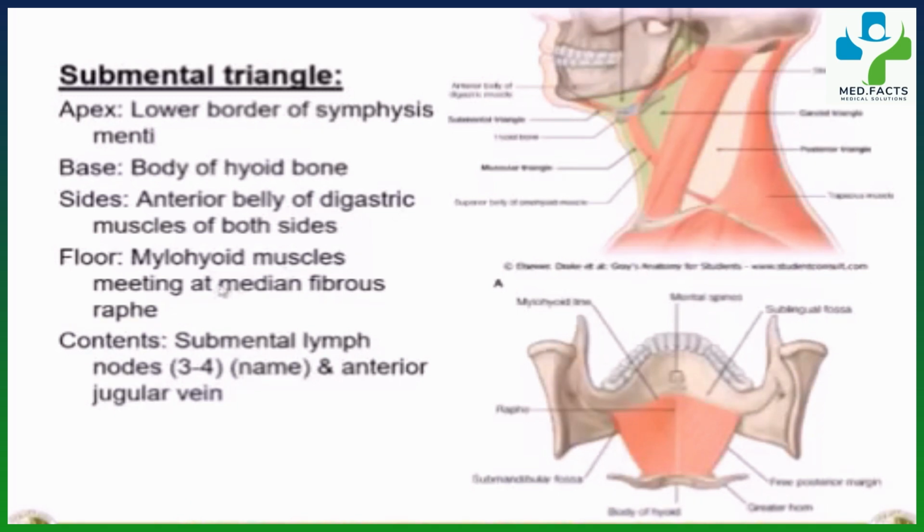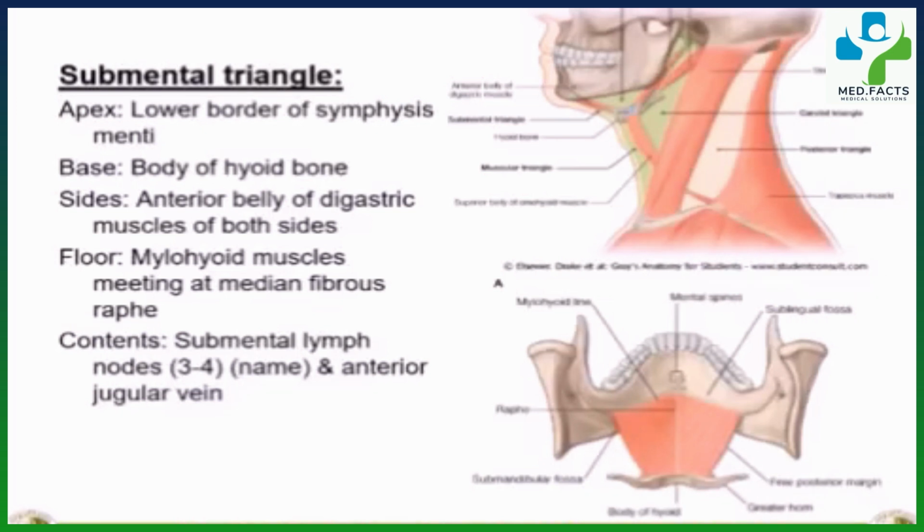Coming to the contents, this is not a very important triangle because there are very few contents here. The most important content here will be the submental group of lymph nodes. There are 3 to 4 submental lymph nodes which will be draining the tip of the tongue as well as a small part of the anterior part of the lower lip. Along with these, the anterior jugular vein will also be there.